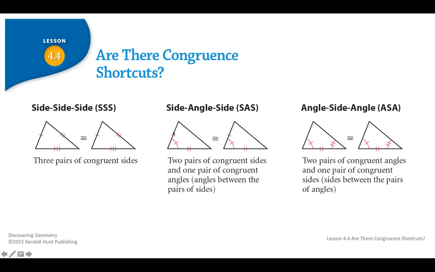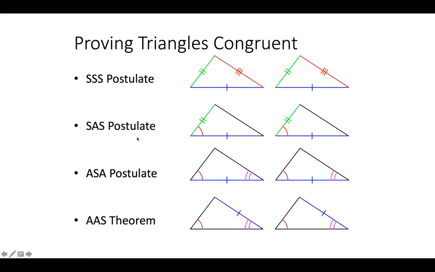This is just an example of some of the ones that we can use and how you might see them, okay, with the markings on them. And then this is another version that's kind of color coded. We haven't talked yet about the angle angle side. And really, it comes off of angle side angle. So if I know these two angles are congruent, I also know that this third one is, right? Because they have to add up to 180. So if two angles are congruent, then the third angle also has to be congruent. So all of these ones work. If you can show these to be true, then you can prove that triangles are congruent.